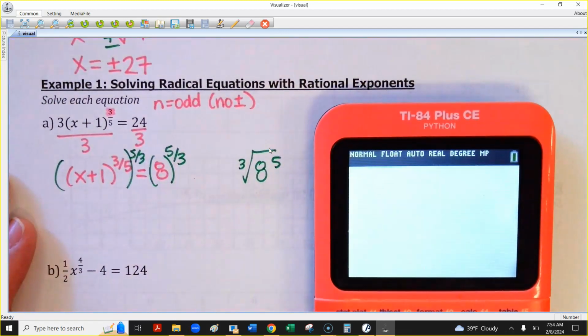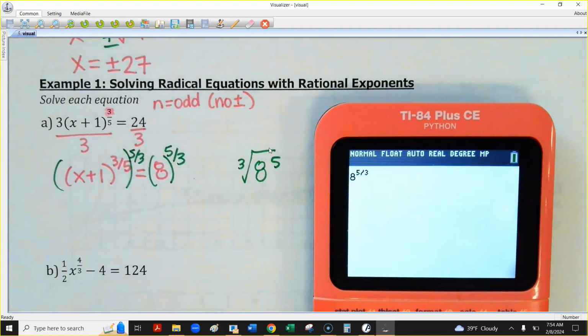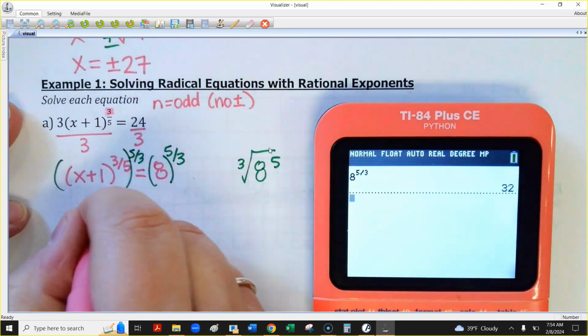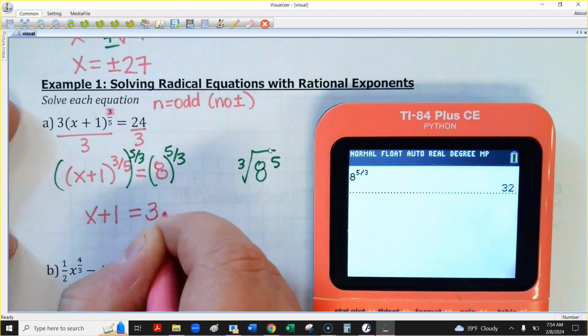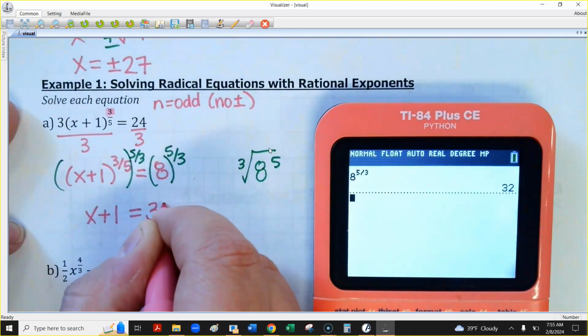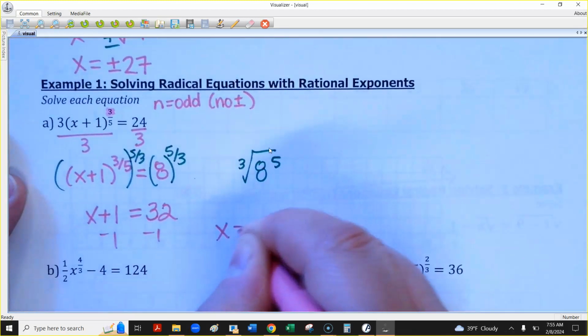Just do 8 and then use the little caret button that's above the division key, and I'm just going to do 5 divided by 3 in my exponent. If you have an 83 that doesn't show you the exponent like the TI-84 does, you might need to put parentheses around that fraction, so you might just try it real quick on your calculator to make sure, but you should get 32 if you type that in, and you can feel free to use your calculator on these to save yourself some time. So I would have x plus 1 by itself now, because I'm going to cancel out that fraction exponent using its reciprocal, and it would be equal to 32. Then literally all I have to do is subtract 1. x equals 31 here.